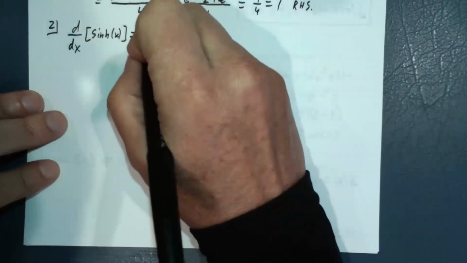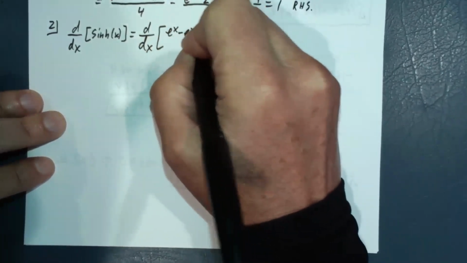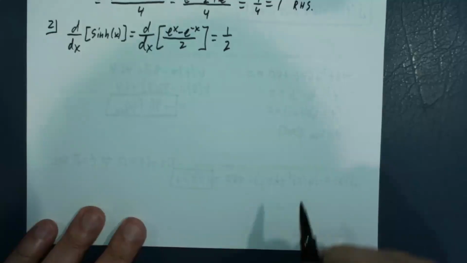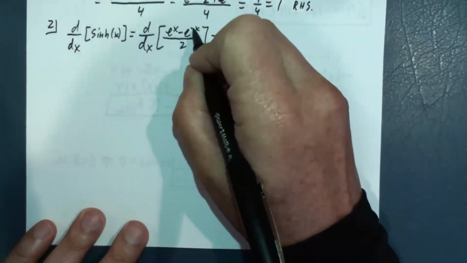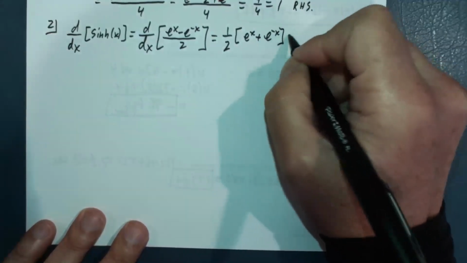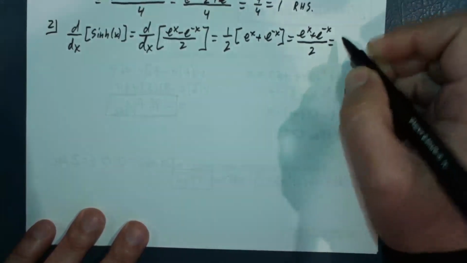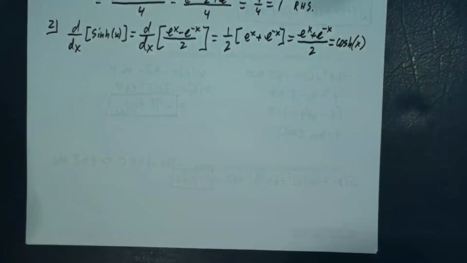And here we go. Well, the 1/2 just hangs out at that side there. That has nothing to do with the derivative. Derivative of e to the x is e to the x. Derivative of e to the negative x means that it's going to be a negative times a negative when I do chain rule. This becomes plus e to the negative x, which is by definition the hyperbolic cosine of x. So there's that proof.